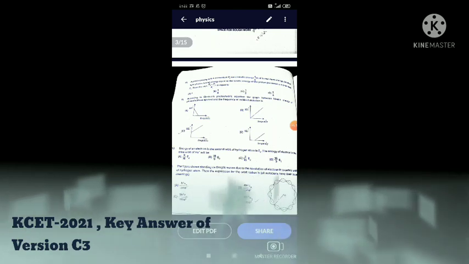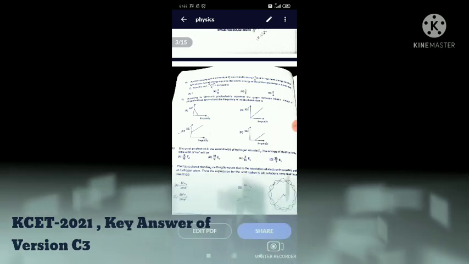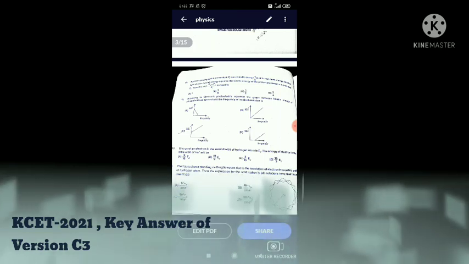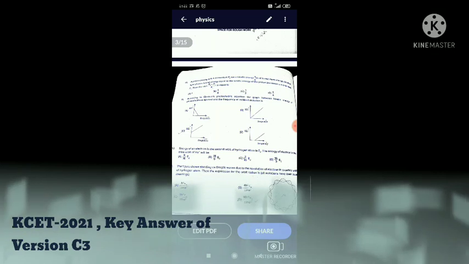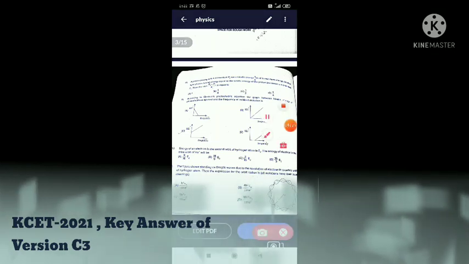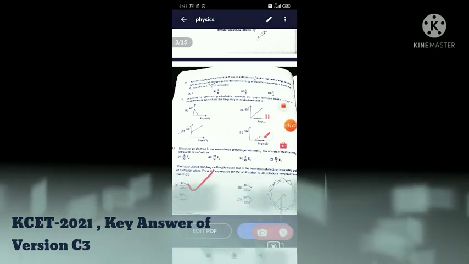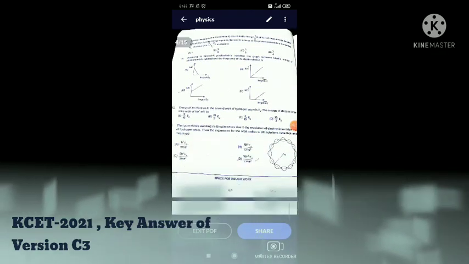The figure shows standing de Broglie waves due to the revolution of electrons in a certain orbit of hydrogen atom. Then the expression for the orbit radius is, the correct option is option A. Then we will move to the next question.